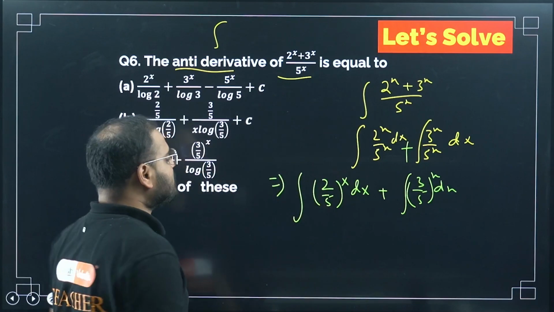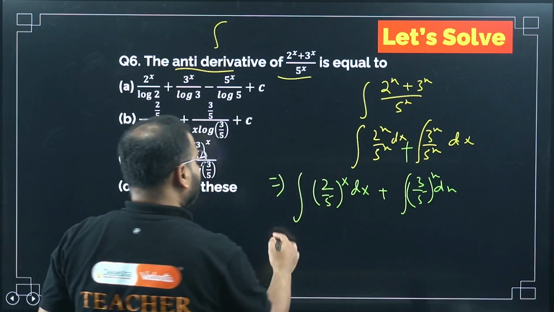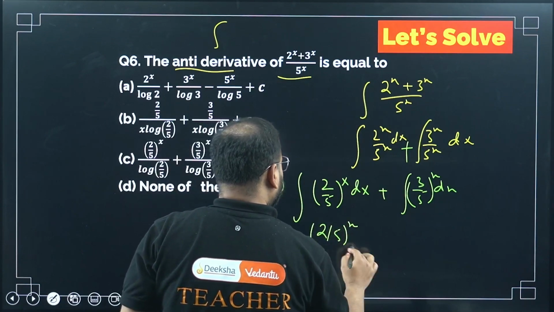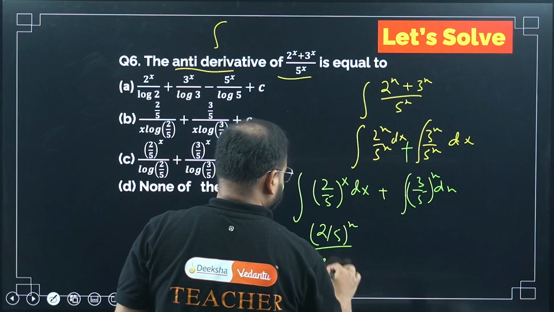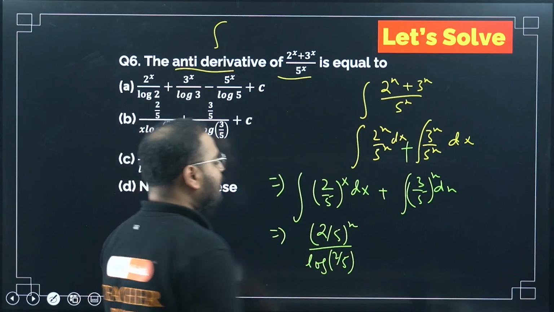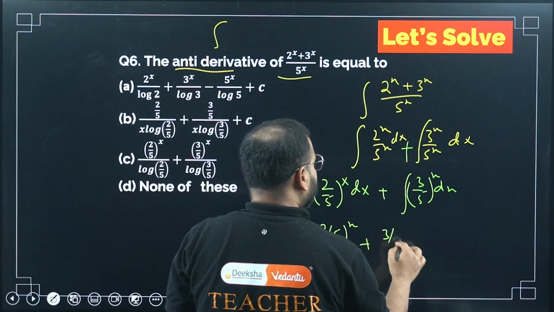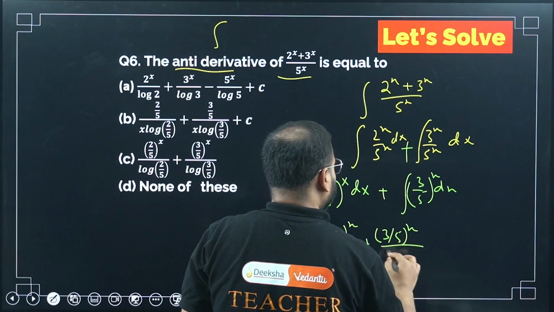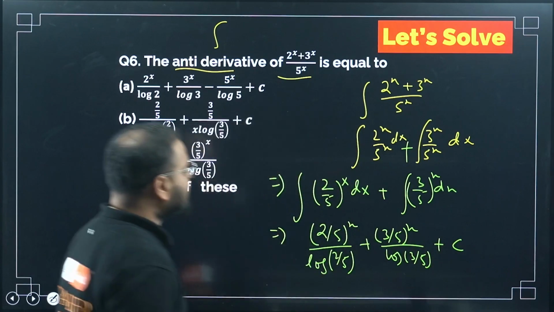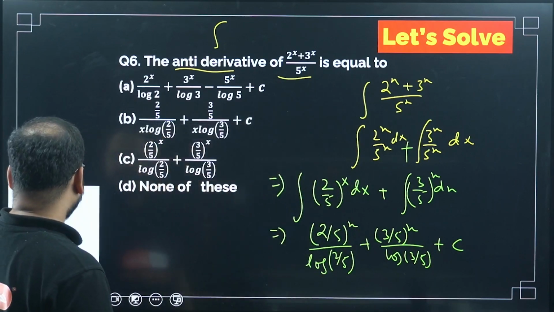2 by 5 can be a constant. What's the formula for this? Same thing will be there in the numerator, divided by log of this thing. Remember, the integration of a power x is a power x by log of a. Same thing will be here. 3 by 5 with power x upon log of 3 by 5, and plus c. Check if any option is like this.